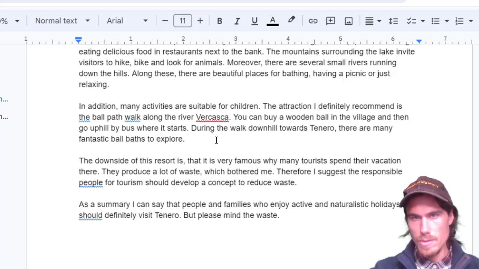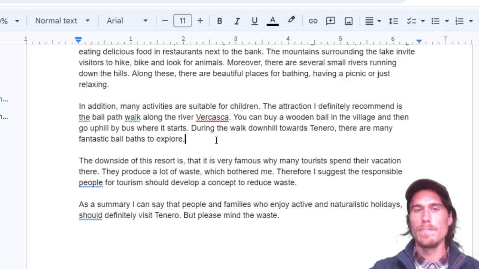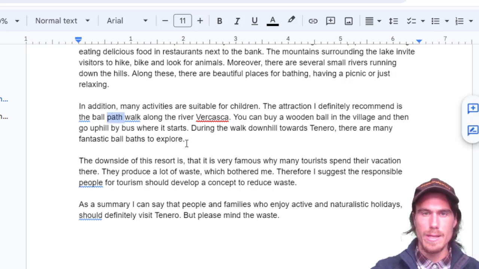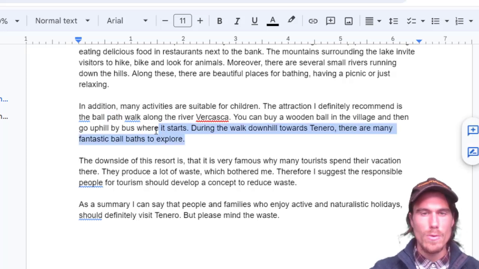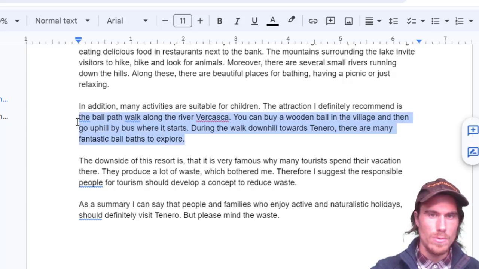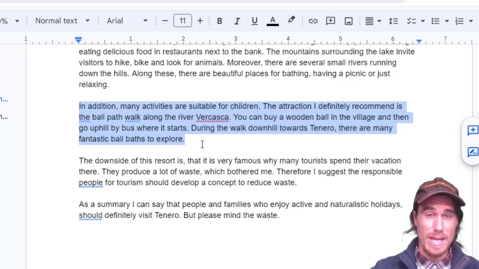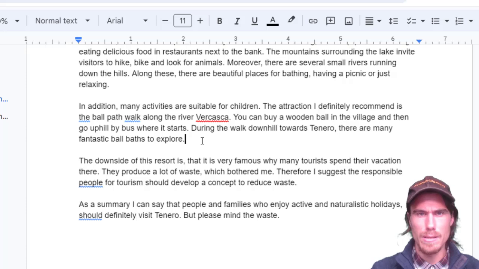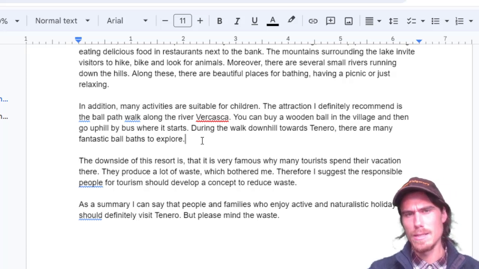During the walk downhill, yeah, okay, towards Tenero. There are many fantastic bull baths to explore. Okay, now we're saying bull bath rather than bull path. I don't know what this is, so it would be good if you could explain it better. What is it? What is a bull path or what is a bull bath? I don't actually understand.